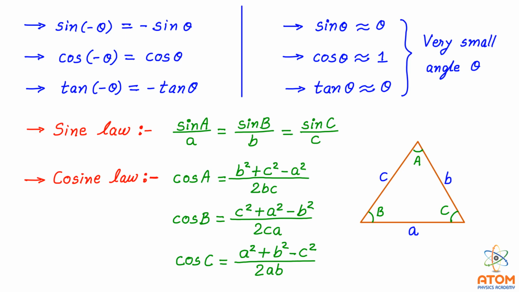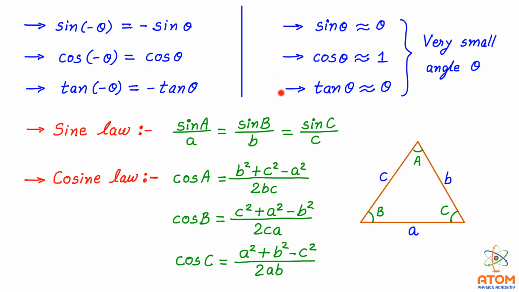Few more things about trigonometric functions. Sin minus theta is minus sin theta, but cos minus theta is plus cos theta, because sin is an odd function and cos is an even function. That's why here when you take minus theta, sin gets minus. Here when you take minus theta, cos remains plus. Tan minus theta is equal to minus tan theta.